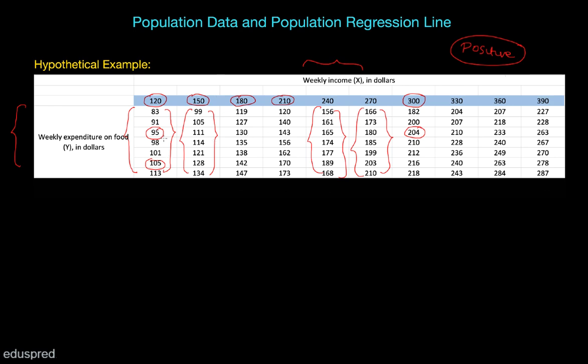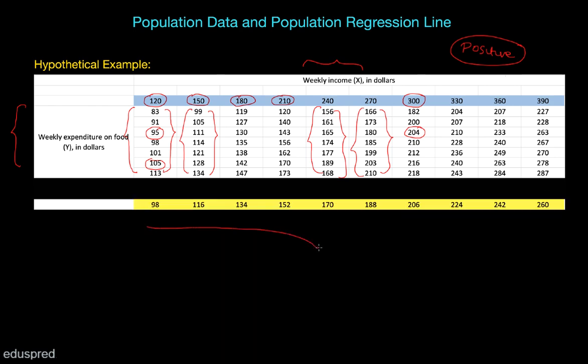So the first thing that we are going to do in the process of quantification is that we are not going to work with these multiple numbers over here. We are going to work with their averages. And this is what I mean by that. Basically, this yellow shaded line that you see over here is capturing the averages of these columns. Think of it in this manner: there are 7 households who have a weekly income of $120. What I've done over here is that I have found the average of these 7 households' weekly expenditure.